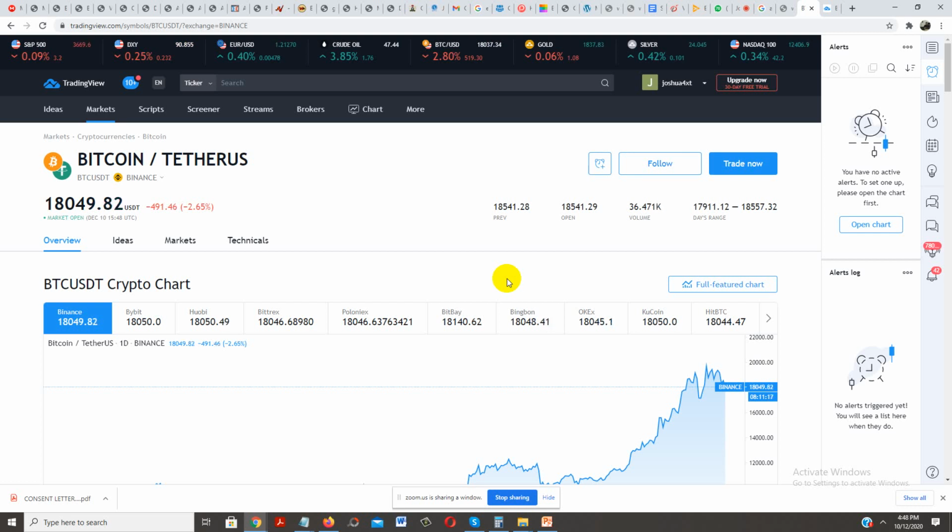TradingView. I'll now click on cryptocurrency. Yes, you don't need to click on cryptocurrency. Under ticker, just search for BTC.